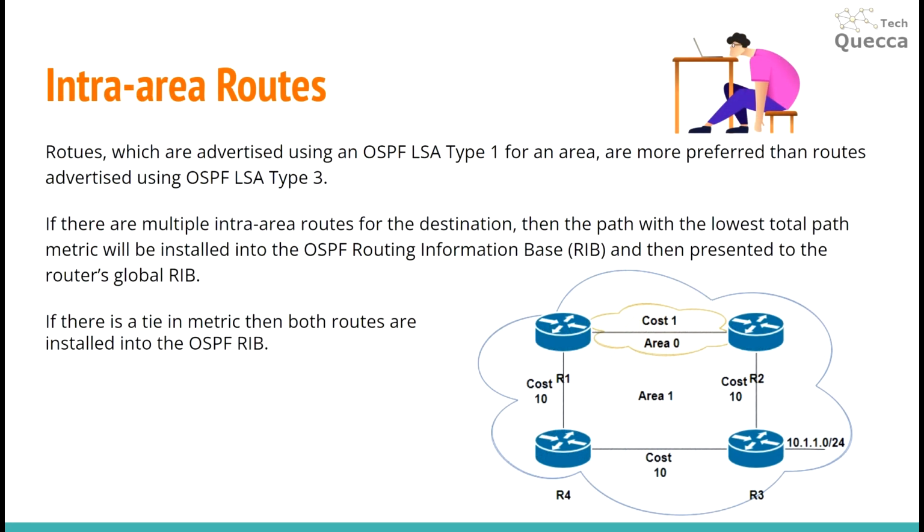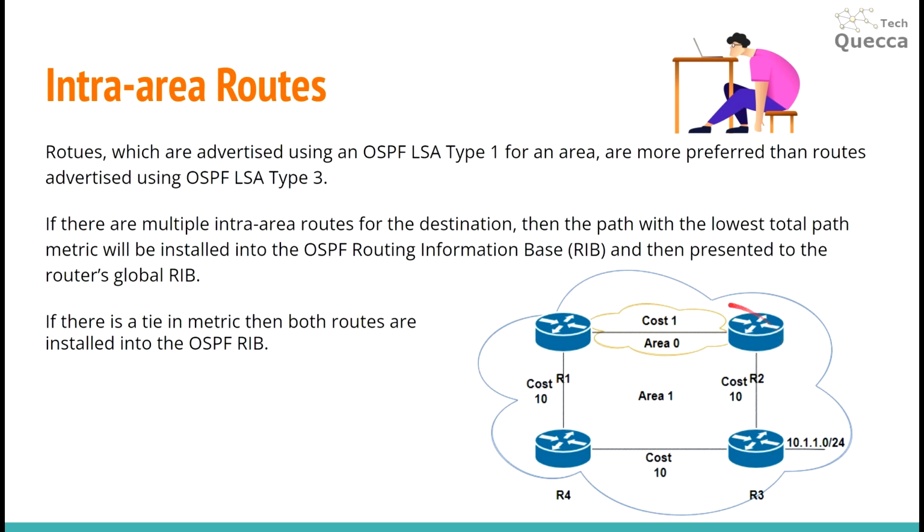Intra-area routes. Routes which are advertised using an OSPF LSA type 1 for an area are more preferred than routes advertised using OSPF LSA type 3. If there are multiple intra-area routes for the destination, then the path with the lowest total path metric will be installed into the OSPF routing information base and then presented to the router's global RIB.